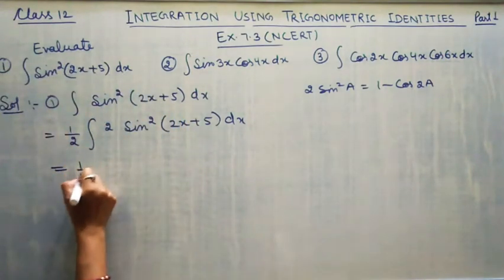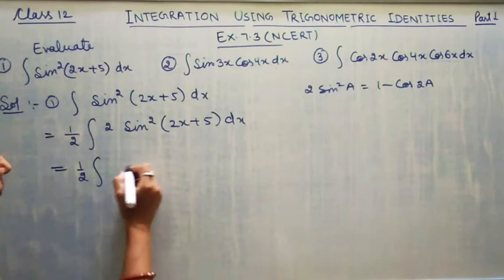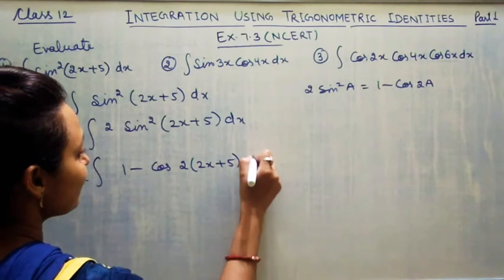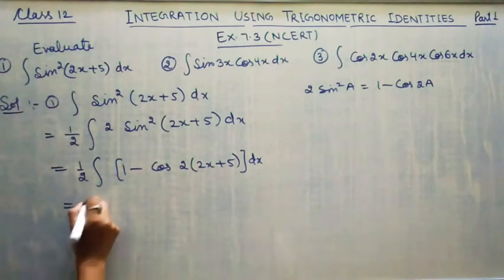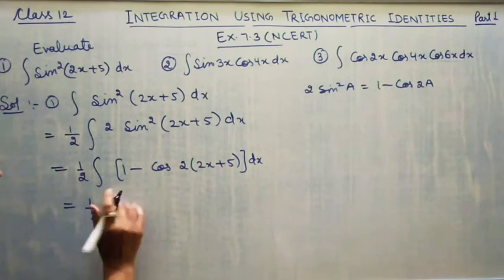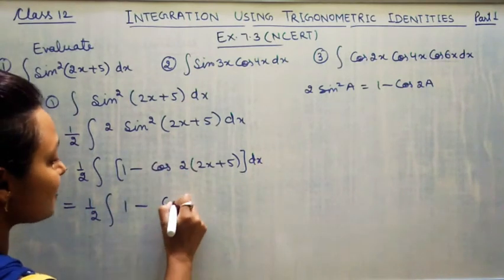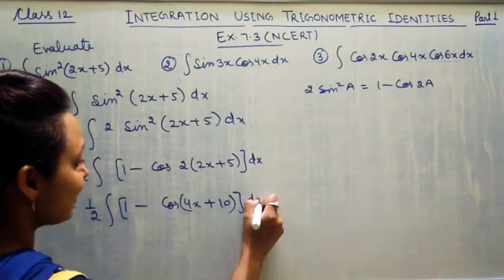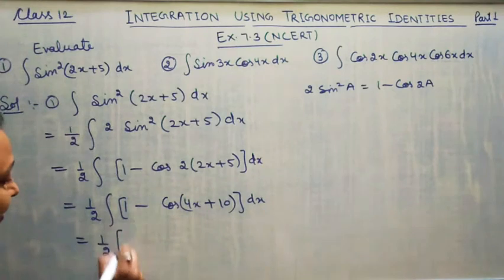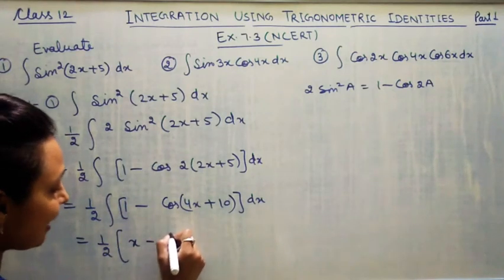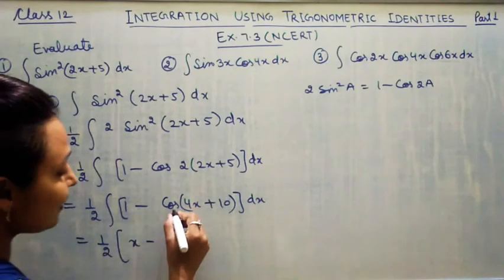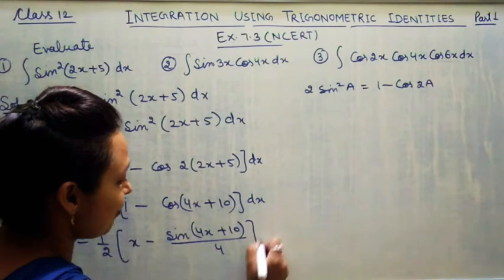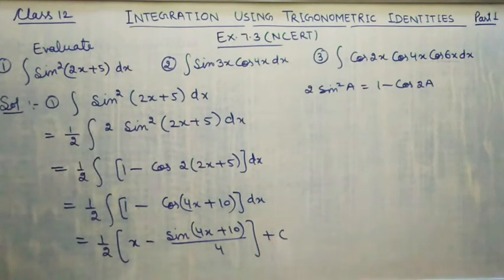So that is half, when you apply this formula, the integral of 1 minus cos 4x plus 10 dx. Then half, the integration of this is x minus sin 4x plus 10 divided by 4, plus constant. So this is the way to solve question number 1.